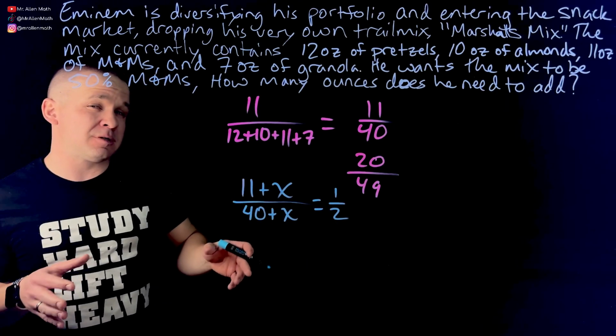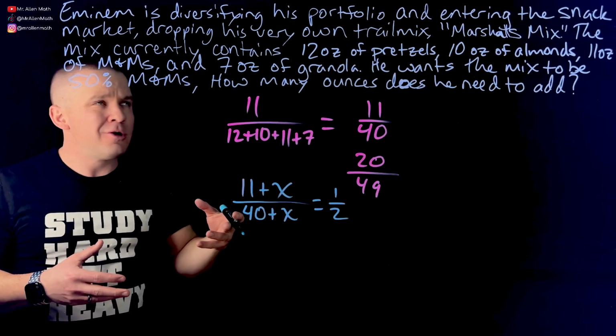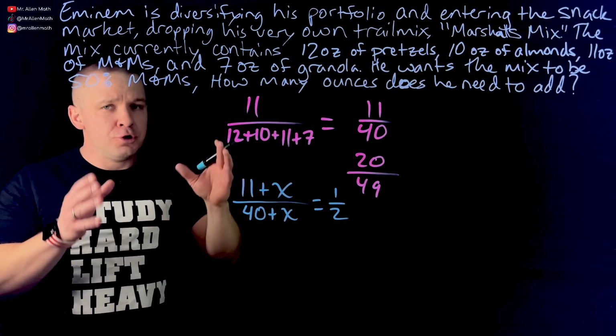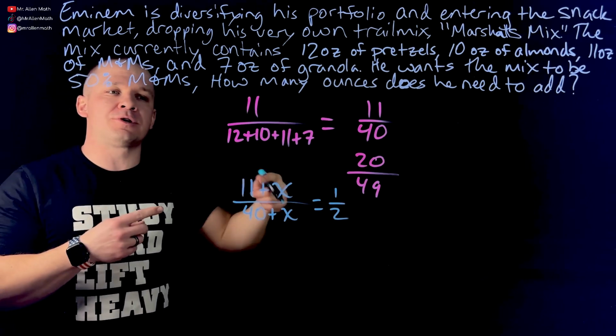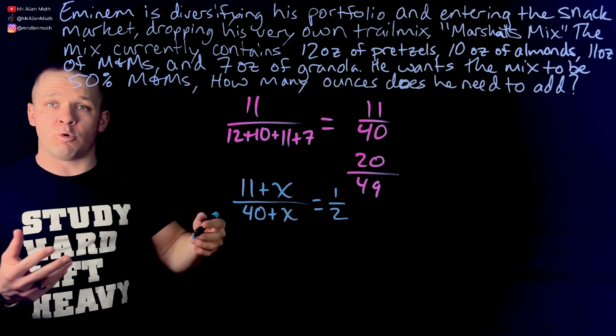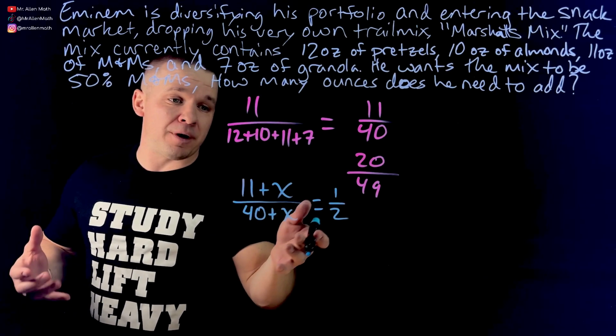If this was 60%, I might do 6 out of 10. You could do 3/5, but then you're multiplying by 5. 10's easier, right? So just use your brain a little bit about what numbers are easier to work with. 50% is real nice and easy because it reduces to 1/2. Now I can cross multiply and solve.